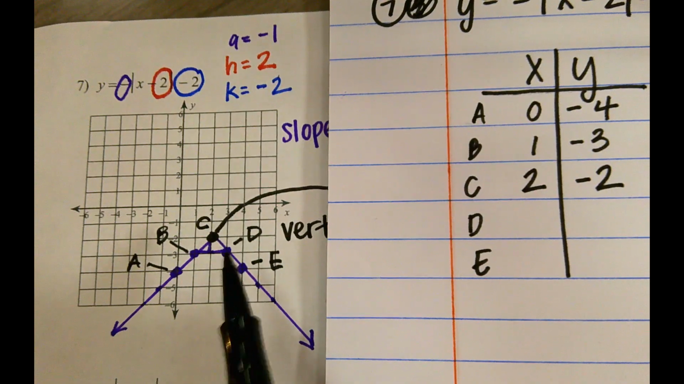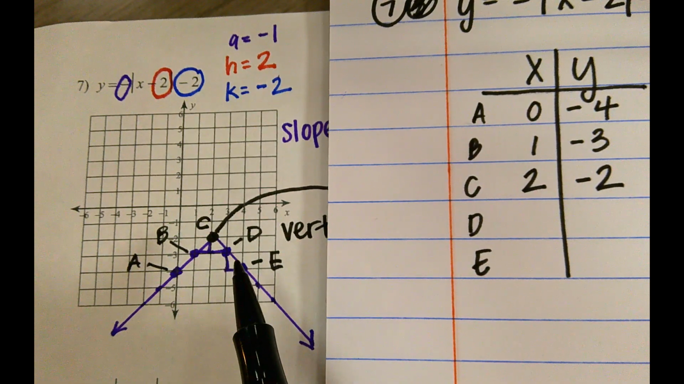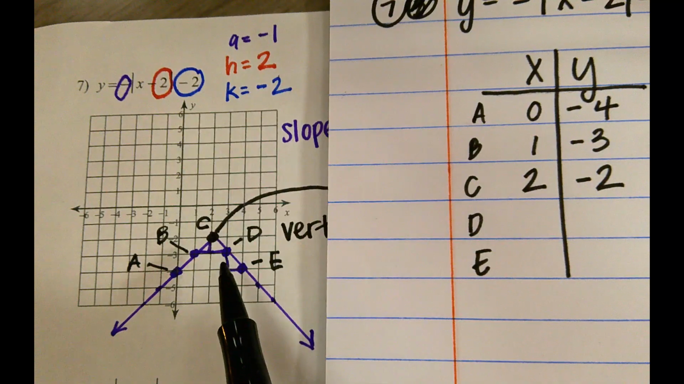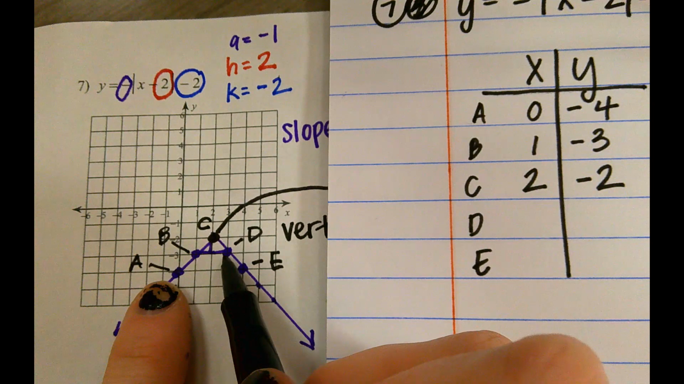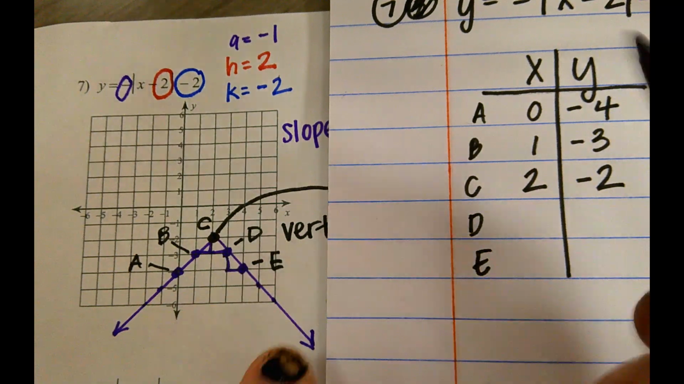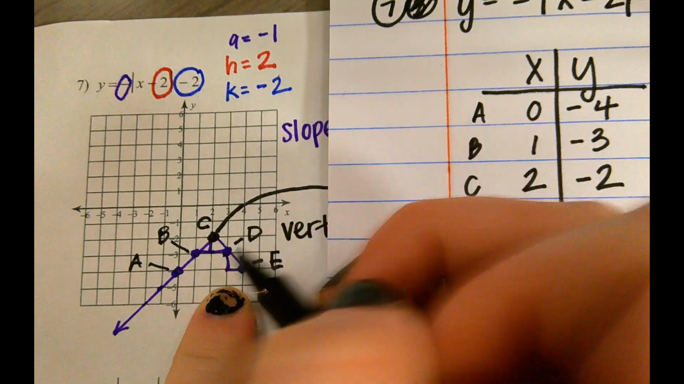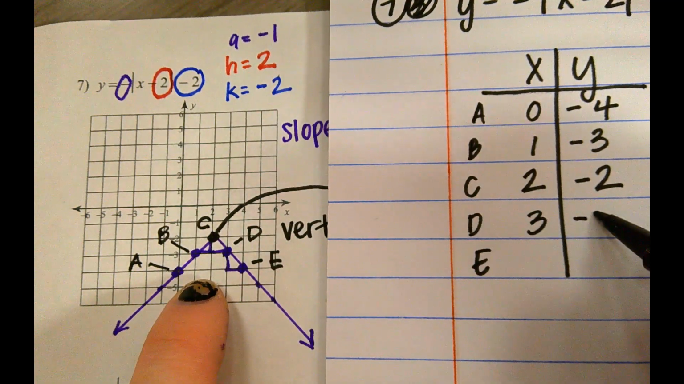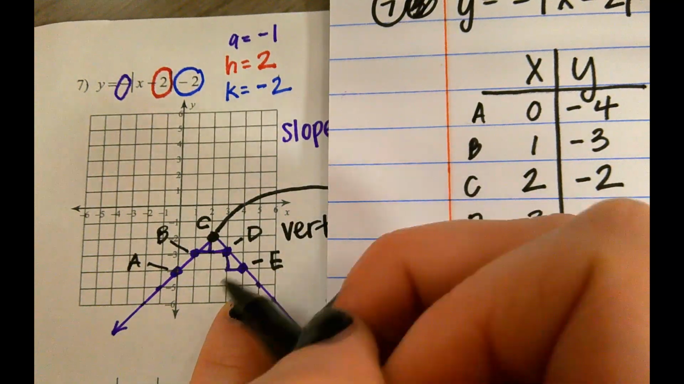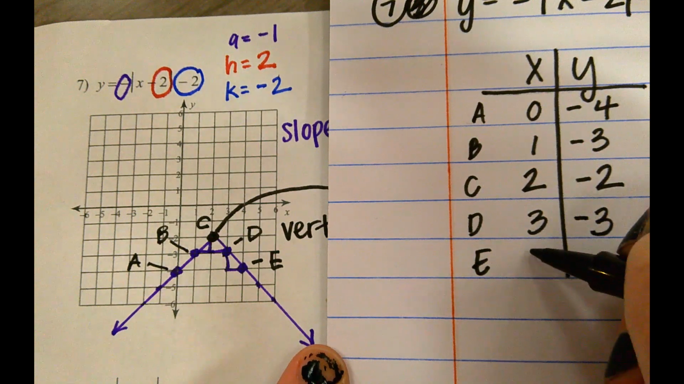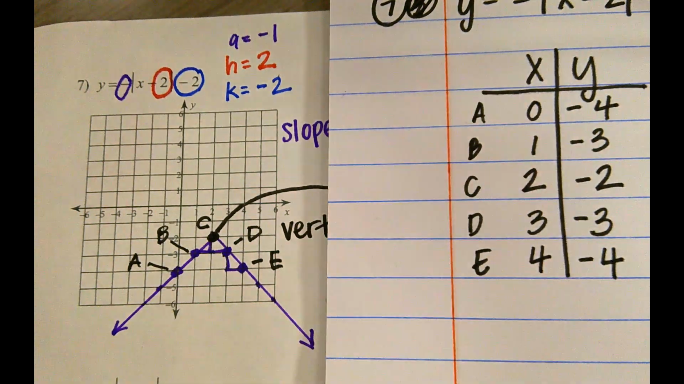How about point D? Kelsey? 3, -3. Yes, 3 is our X, -3 is our Y. Very good. Last one, E. Easy too. 4, -4. Good. Very good. Perfect.